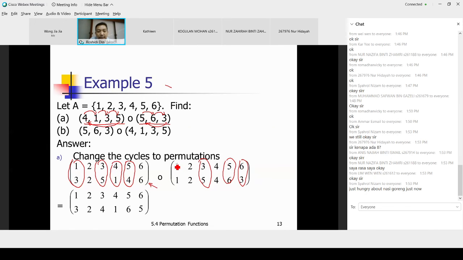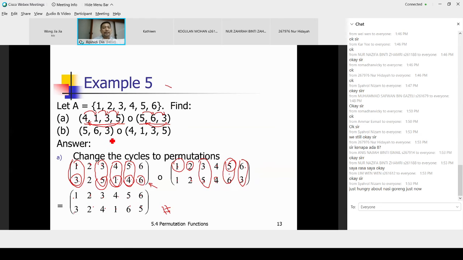So as we saw previously, 1 maps to 1, refer to this one, 1 maps to 3. So the answer will be 1, 3. Second, 2 maps to 2, these two refer to this 2 maps to 2. No changes, so 2, 2. 3 maps to 5, 5 maps to 4. So 3, 4. 4 maps to 4, this 4 maps to 1. It will be 4, 1. 5 maps to 6, 6 maps to 6. So 5, 6. 6 maps to 3, 3 maps to 5. So 6, 5. This is the answer.